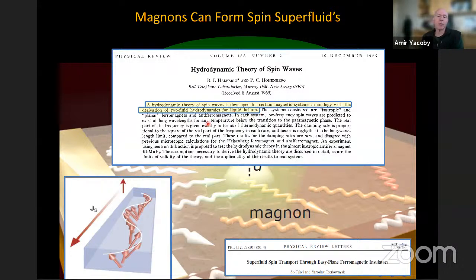And this started with the seminal paper by Halperin and Pierre Hohenberg, titled Hydrodynamic Theory of Spin Waves, where they outline in the abstract, the first sentence is the key statement. A hydrodynamic theory of spin waves is developed for certain magnetic systems in analogy with the derivation of two-fluid hydrodynamics for liquid helium. So what they appreciated already then is the fact that a magnet can be described one-to-one, just like superfluid helium, with two types of fluids. One is the superfluid density and the other is quasi-particle excitations.